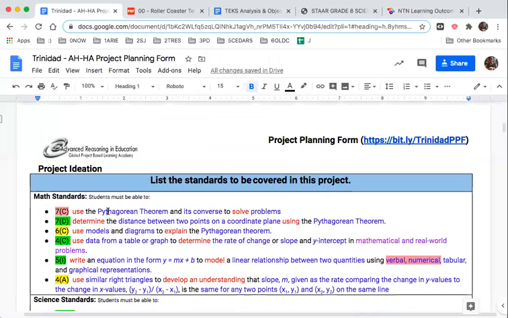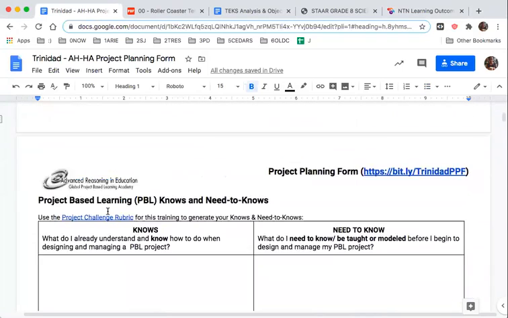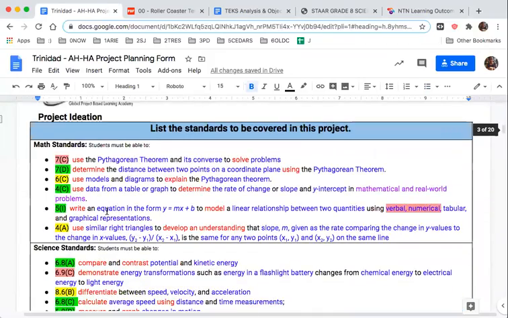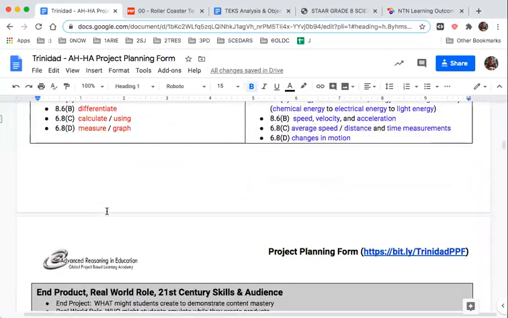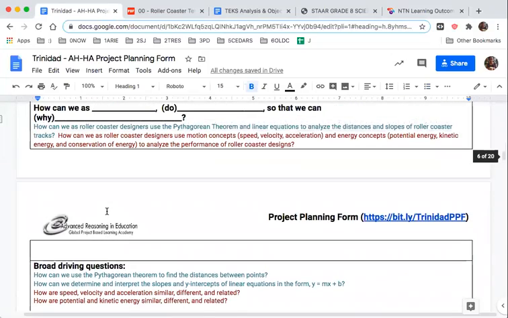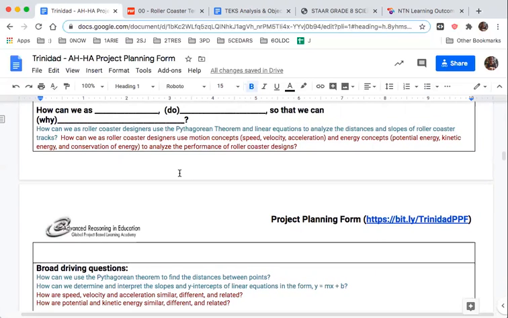So just for context, in this project, we were doing a roller coaster as our main scenario, and the driving questions for this project in math were: how can we as roller coaster designers use the Pythagorean theorem and linear equations to analyze the distances and slopes of roller coaster tracks? In science, they were: how can we as roller coaster designers use motion concepts, speed, velocity, acceleration, and energy concepts, potential energy, kinetic energy, and conservation of energy, to analyze the performance of roller coaster designs?